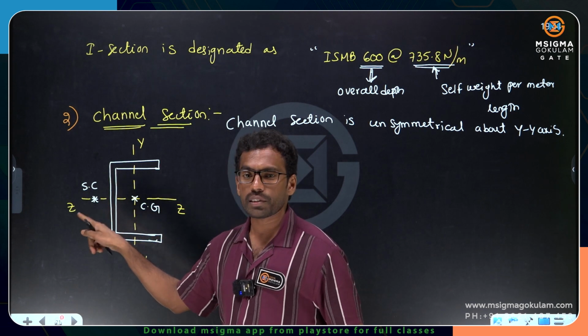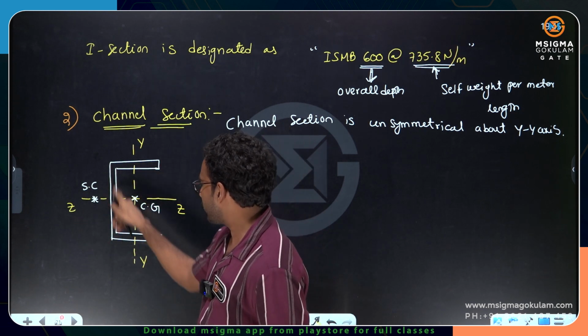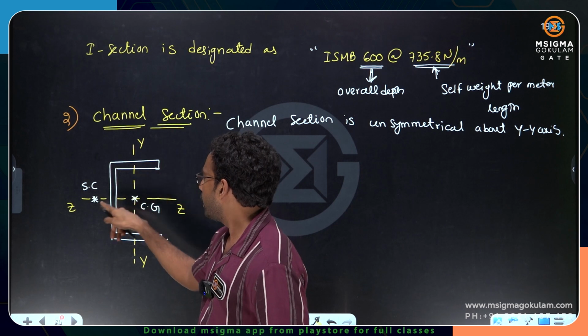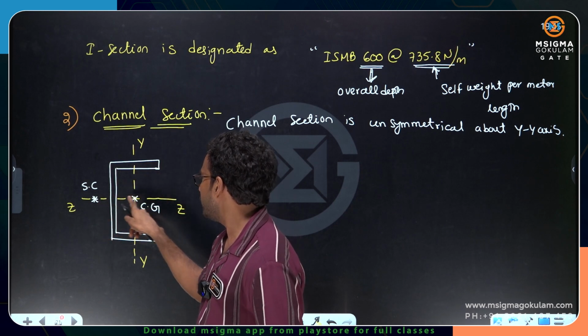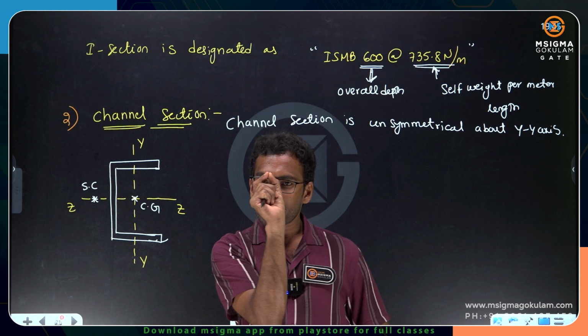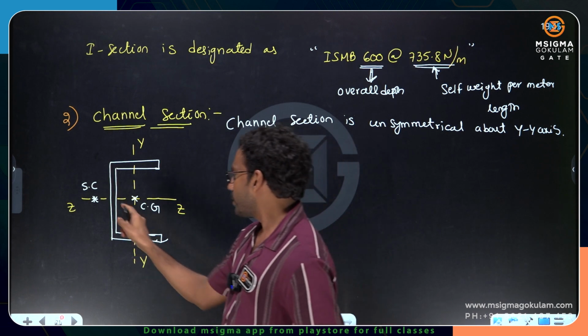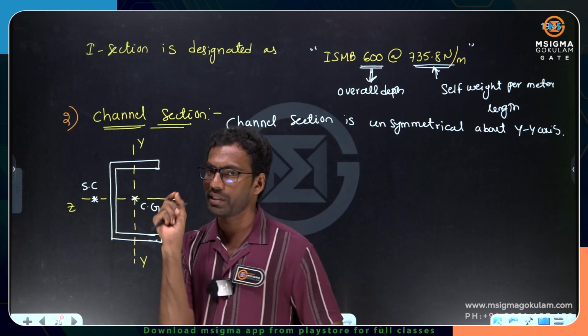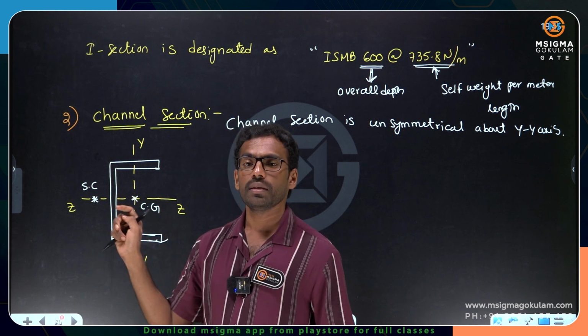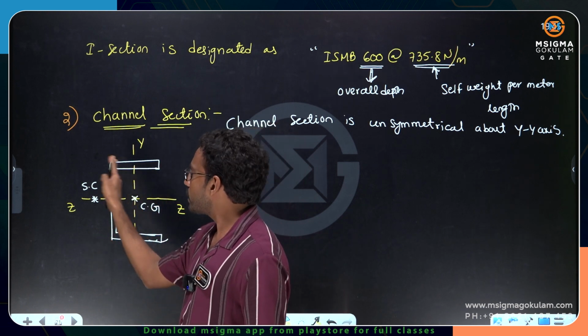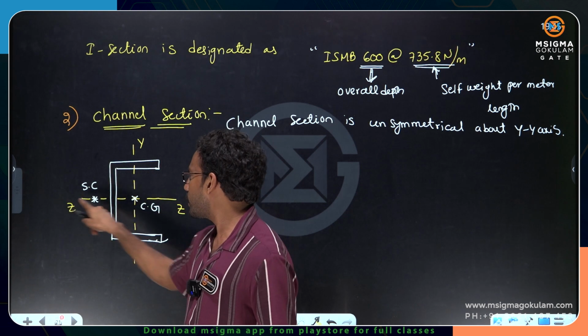Fine. They ask the question in this manner. They have given the same question, the same figure, and they have given A, B, C. A here, B here, C here, D here. Identify which point represents the shear center. So this point itself represents the shear center. In the channel section, the shear center lies outside the section, along the Z axis.